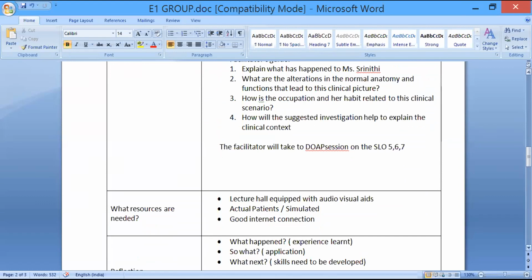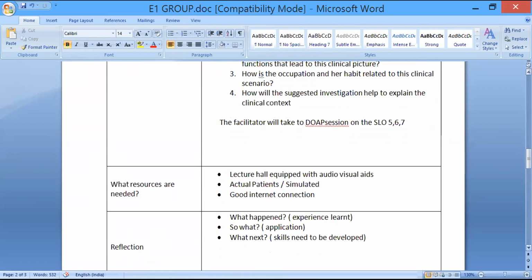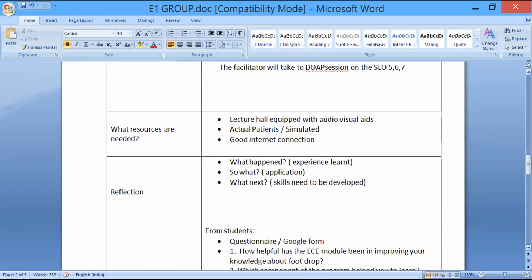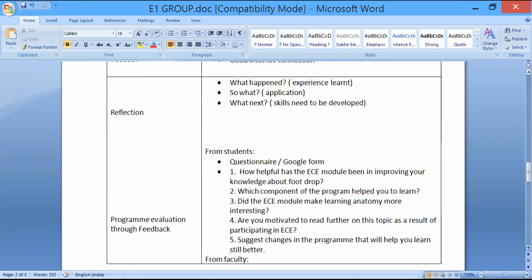The resources we needed are a lecture hall equipped with audiovisual aids, actual patients if we get them, simulated mannequins and a good internet connection. After the session, reflections were sought: what happened, to understand the experience; what the student learned; so what, that is the applied aspect; and what is next, the skills which the student needs to develop. This is followed by program evaluation through feedback.